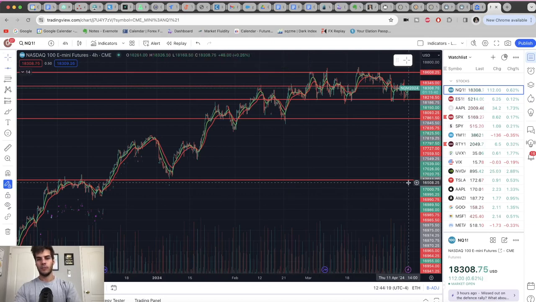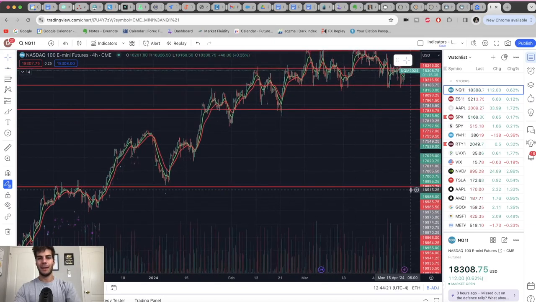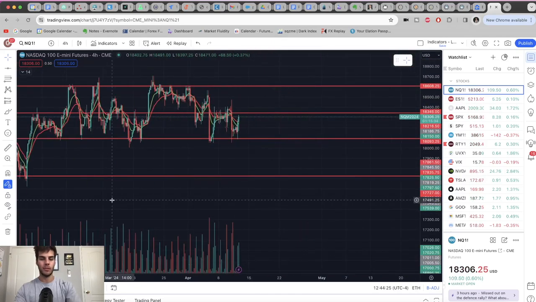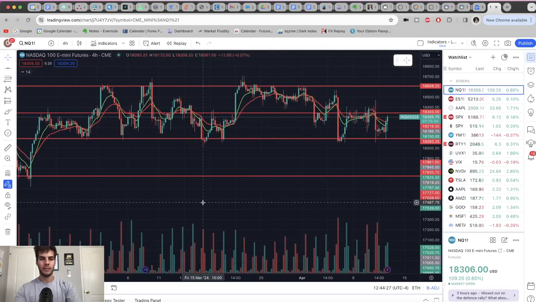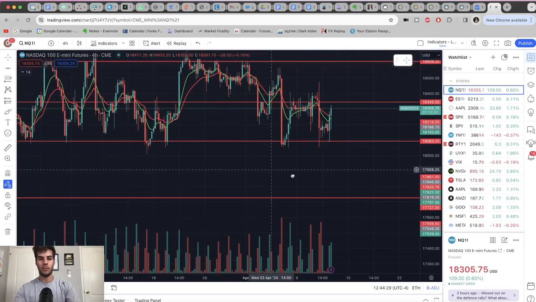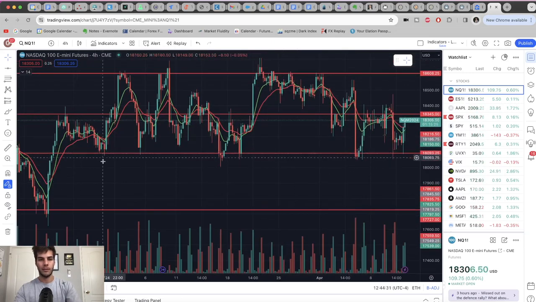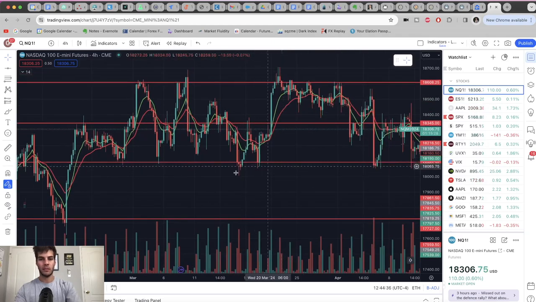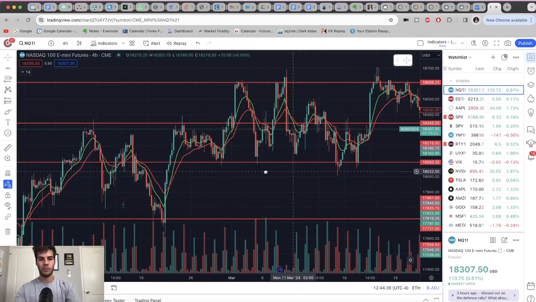So now, let me know in the comments down below, does that make sense, right? We drew these levels because now when you zoom in, you can see that price respected those levels quite a bit. Look at this level right here. Touch, touch, touch, touch, touch, right? So this is honestly probably the most important level right here.